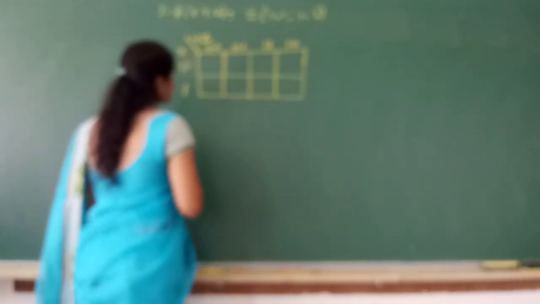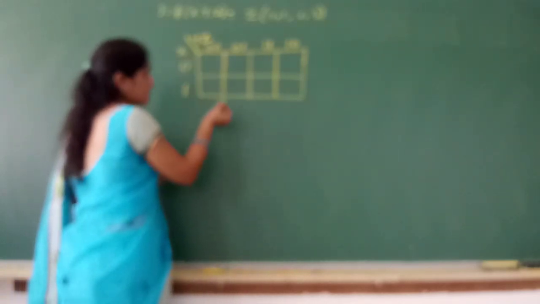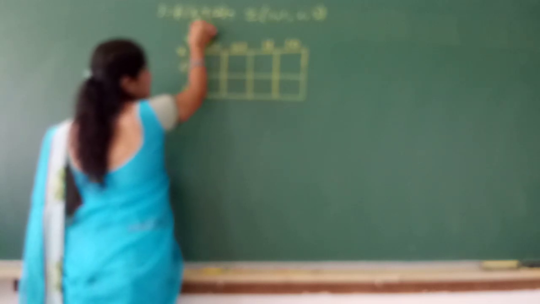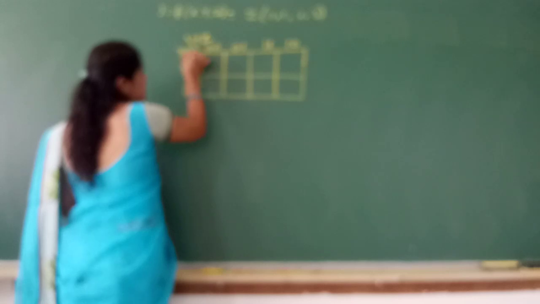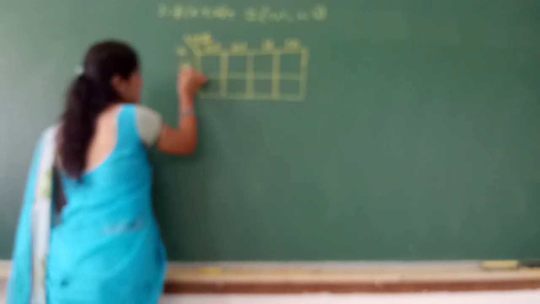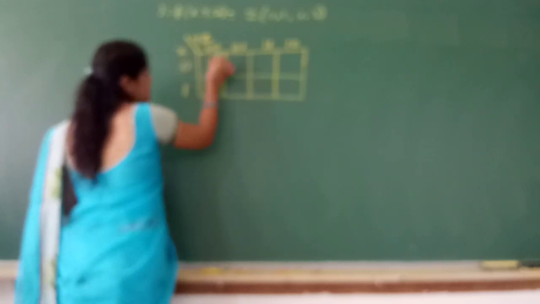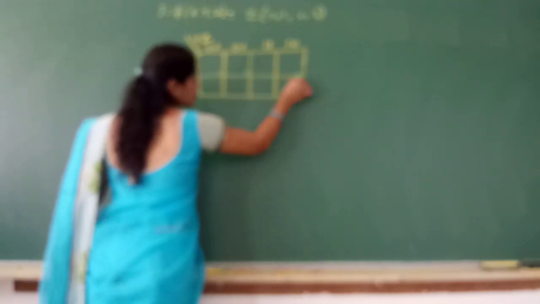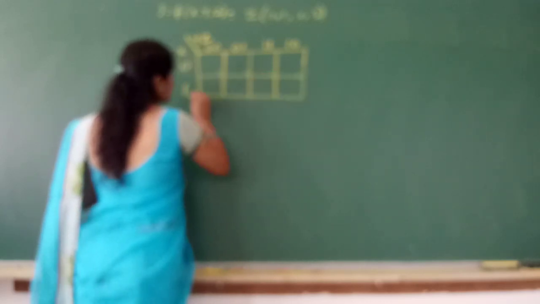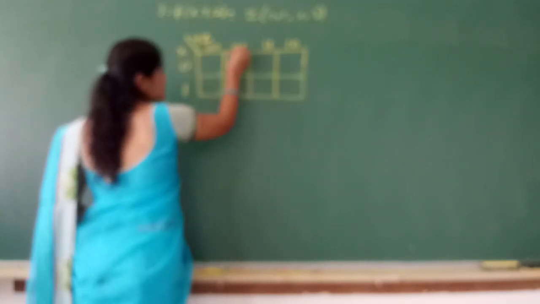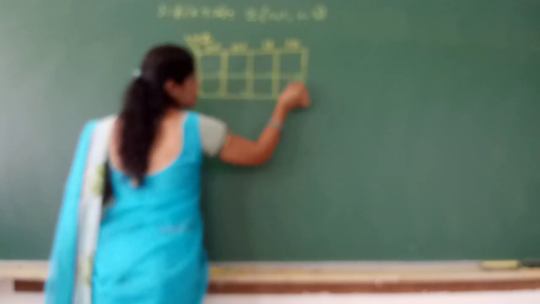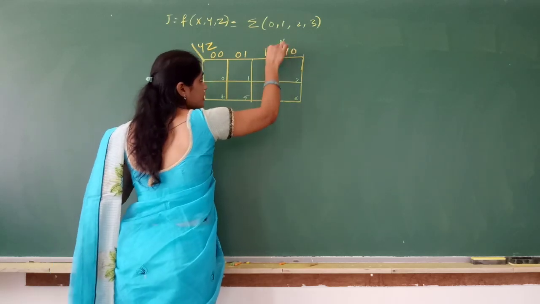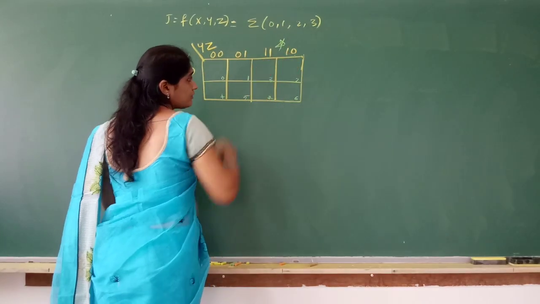Now name the cell. When you are naming the cell, you have to go in order. The input variables are given in order x, y, z, so read in the same order. X, y, z: 0 0 0 is 0, 0 0 1 is 1, 0 1 0 is 2, 0 1 1 is 3, 1 0 0 is 4, 1 0 1 is 5, 1 1 0 is 6, 1 1 1 is 7. Again I will repeat, this is very important. You have to write 1 1, 1 0 here in Gray code order.